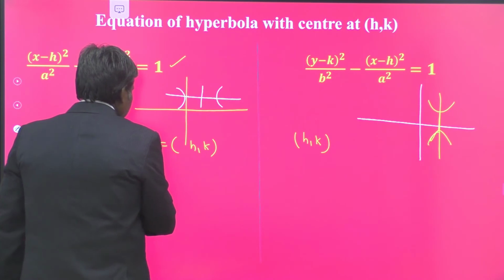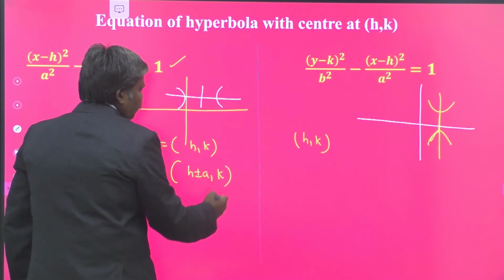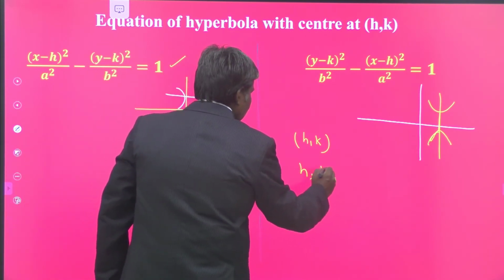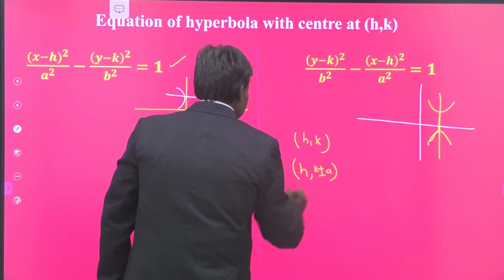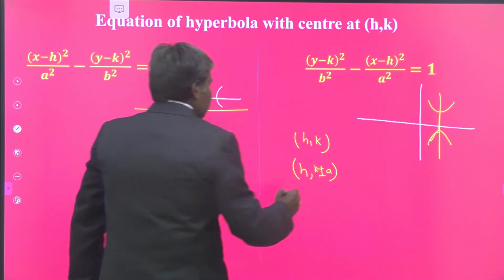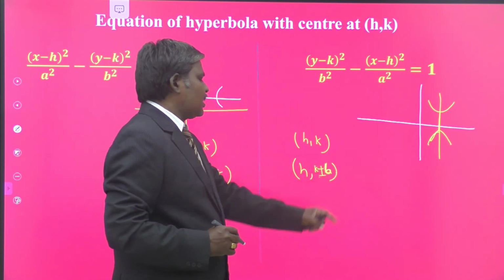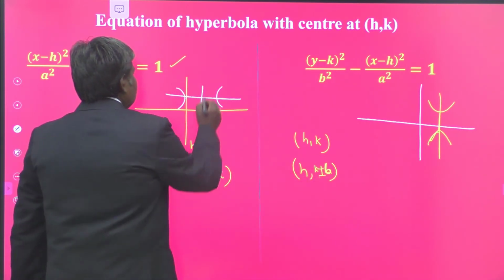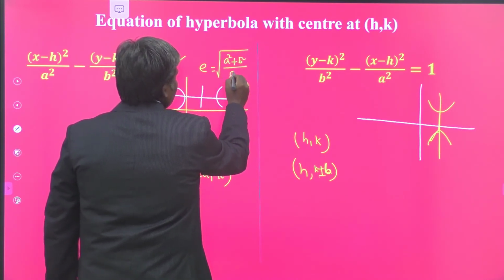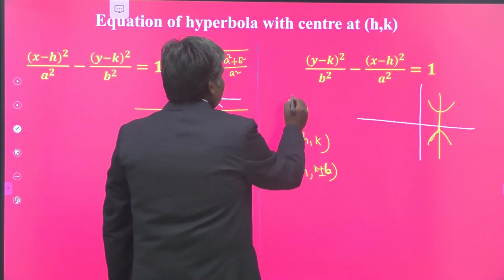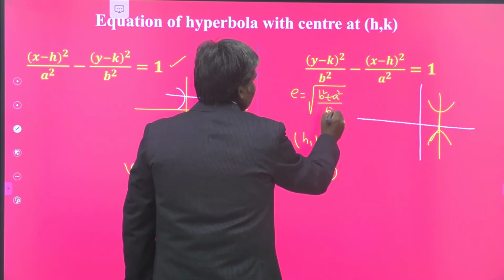Vertices are h plus or minus a comma k. Here h comma k plus or minus b, sorry, k plus or minus b. So h plus or minus a comma k, and h comma k plus or minus b. What is eccentricity? Same, root of a square plus b square by a square. Here eccentricity is what? e is equal to root of b square plus a square by b square.